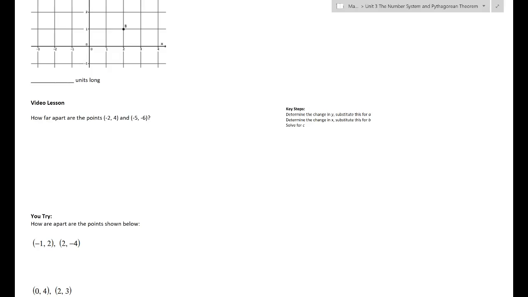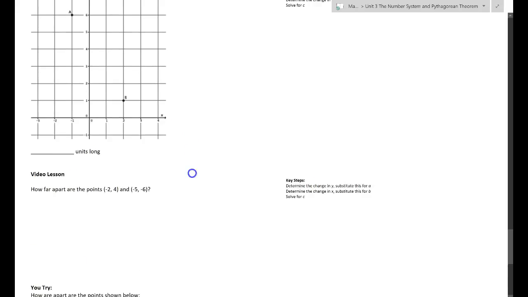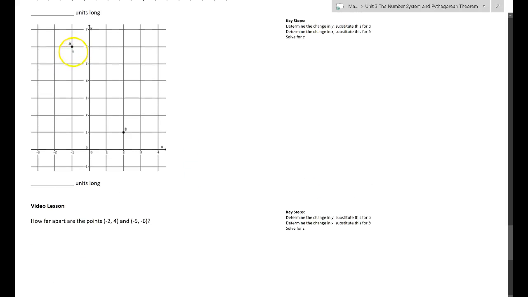Alright guys, so what we are going to be doing now is figuring out how far apart these 2 points are. And we were pretty successful in doing that up here where we were drawing our lines and determining how many spaces I had gone in Y, or up and down, and in X, which is left and right.